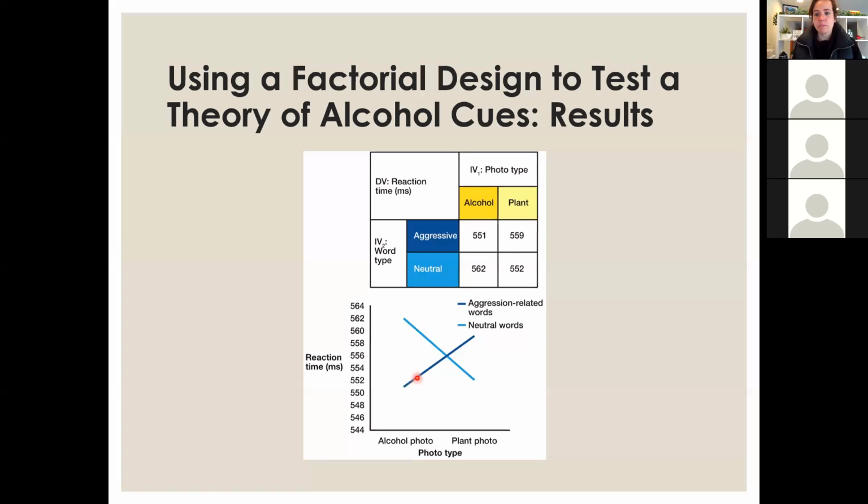Can I ask a quick question? Mhm. I'm a little confused. I see the aggressive and neutral, that's looking at the word type, and then the dependent variable is if someone had consumed alcohol versus if someone had consumed plant. Oh, no. Yeah, I can see why you would be confused.